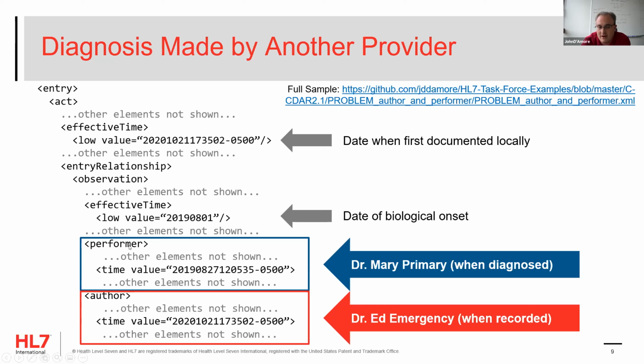The performer of this could be who actually diagnosed that patient. So you could have Dr. Mary Primary down here. I didn't show all of her name and contact details, that's in the example online, but I have a time value here of August 27th of last year. And then the author would be when it was recorded, which really would marry up to the act effective time low here, because it's when it became a concern locally. So that's one usage of author and performer within a problem.